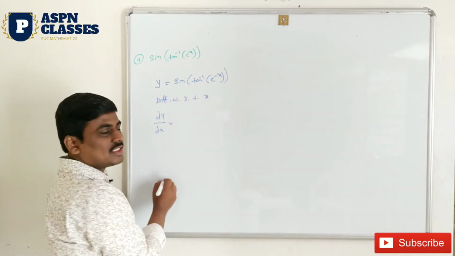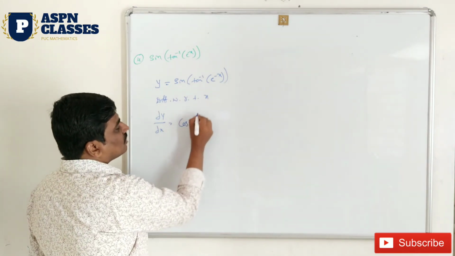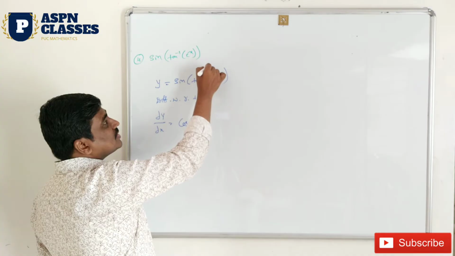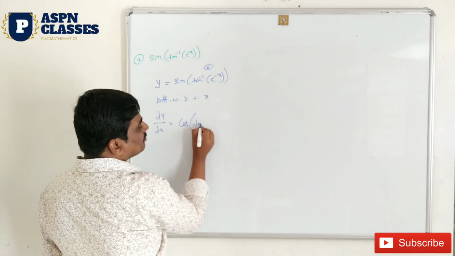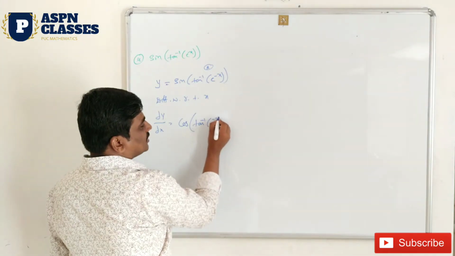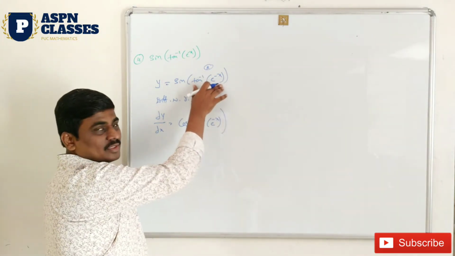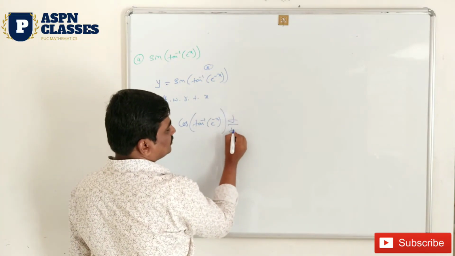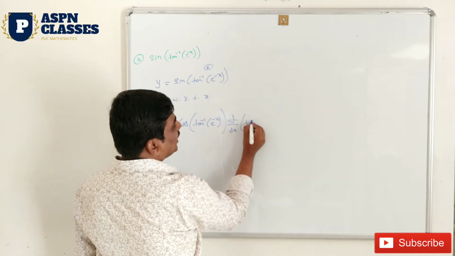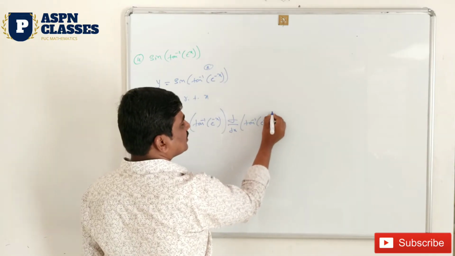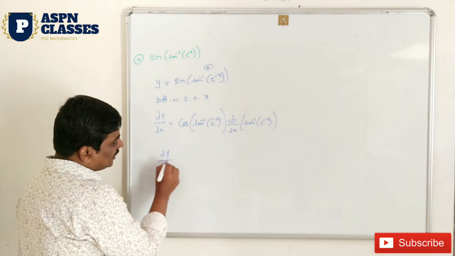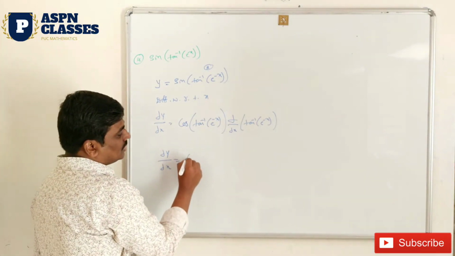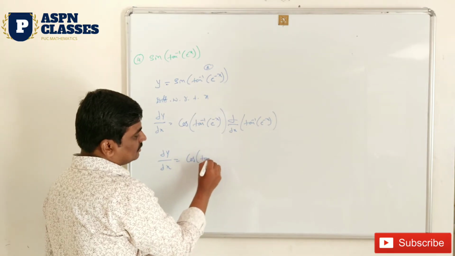Sine differentiation, what is the answer? Cos. Write it here, cos of whatever this part is, you consider this complete part as x. What is in the bracket? Tan inverse of e raised to minus x. This complete part is the extra term, so differentiate one more time. Is it clear? Okay, next step, observe, dy by dx is equal to, write this part as it is.